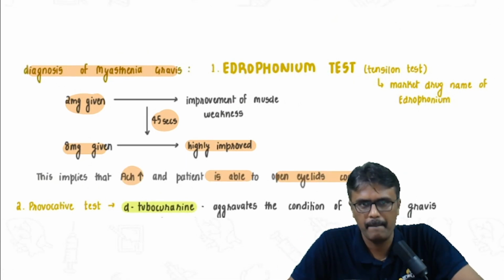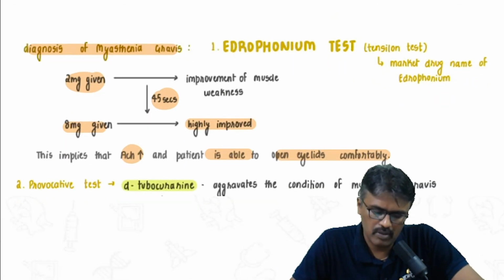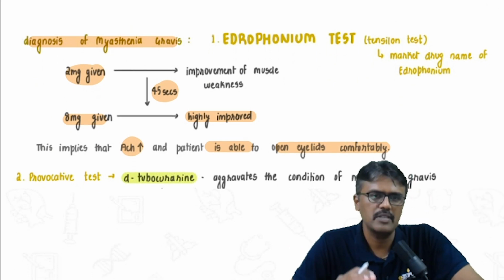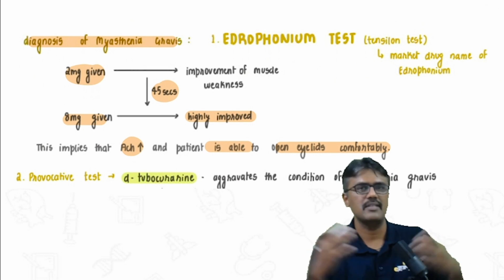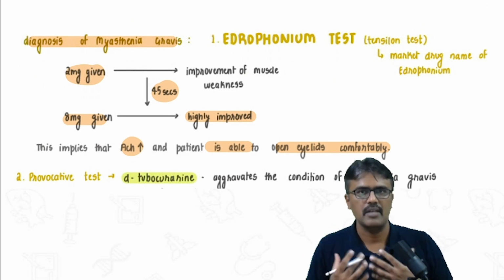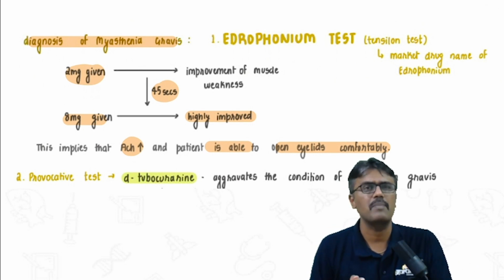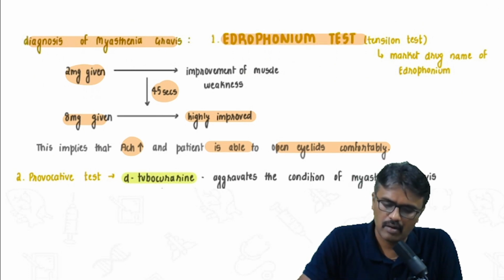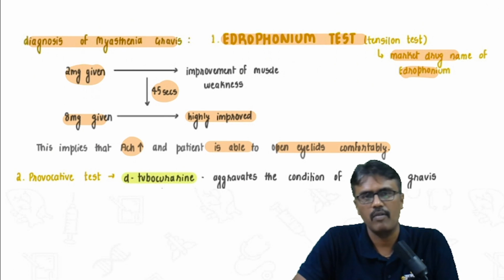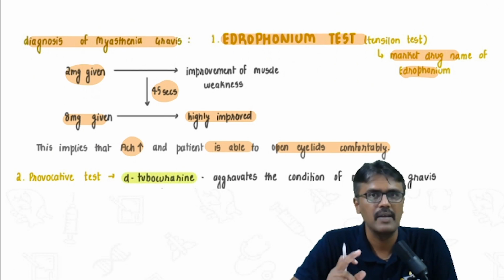Now, many times there is one more test called the provocative test. That means we use D-tubocurarine, and when you use that, obviously the muscles will get relaxed and the patient will have exaggerated symptoms. That is not practiced nowadays. So the edrophonium test is also called the Tensilon test. It is used for the diagnosis of myasthenia gravis. This is also a repeated question from the NEET exam.